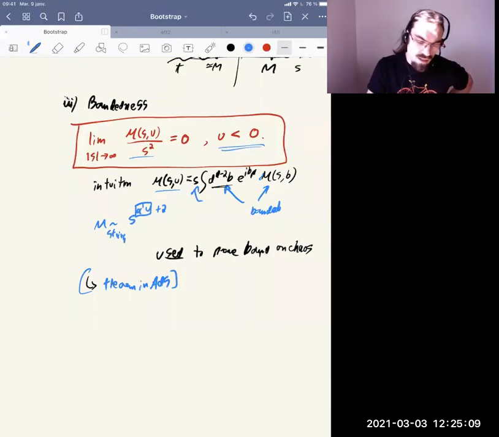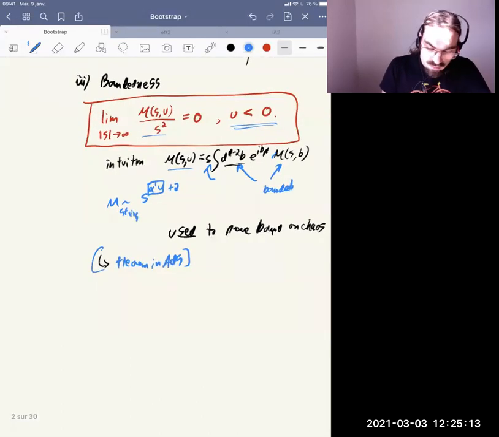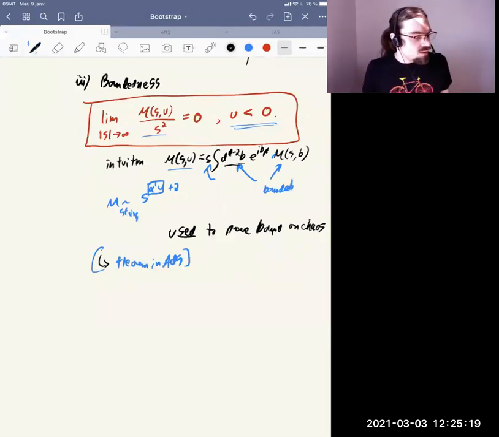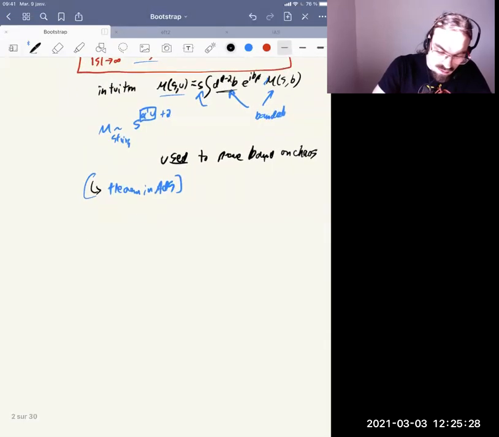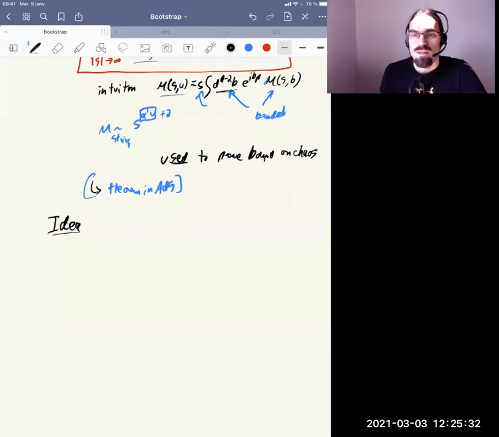So just to move on to this talk, we're going to use this property for scattering processes that have small impact parameter. So let me explain the trick. Let me explain the idea as quickly as possible before we get lost in the details.